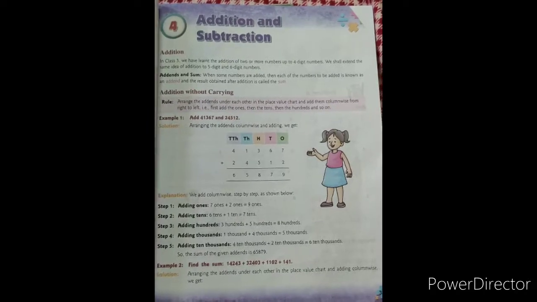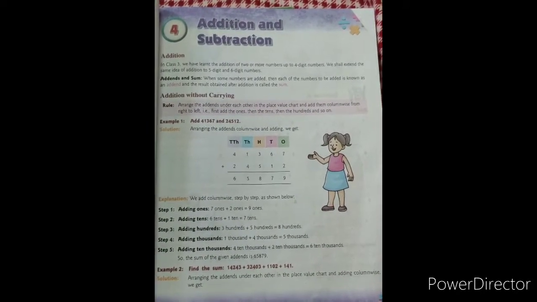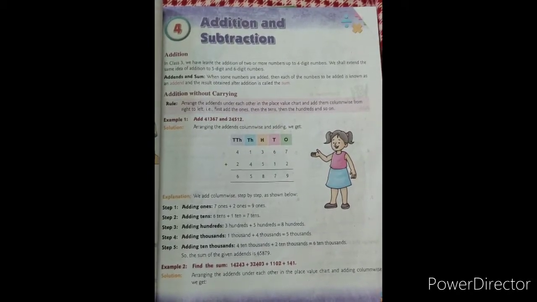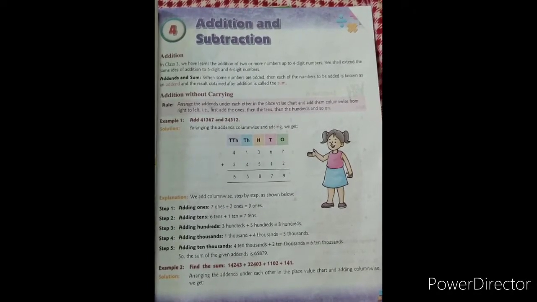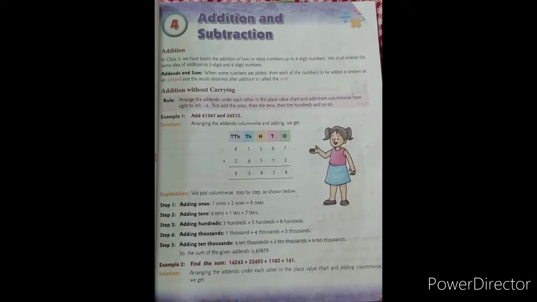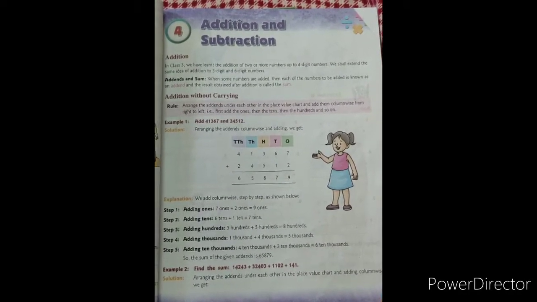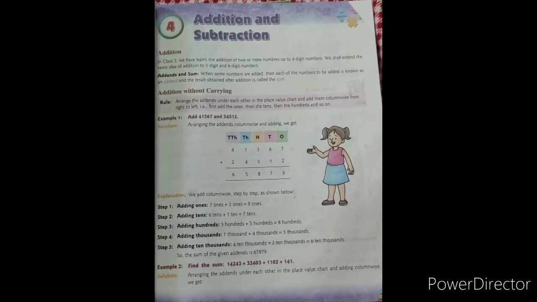Now let's begin revision of chapter addition and subtraction. What is addition? Addition means to put together and to contain together, right? Yes. And now we talk about first addend and sum. What is addend and what is sum?